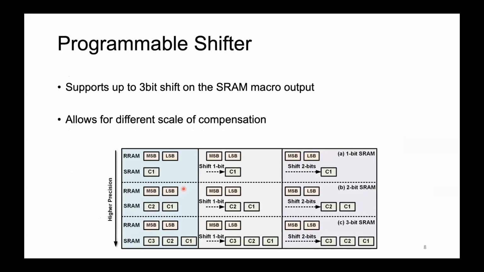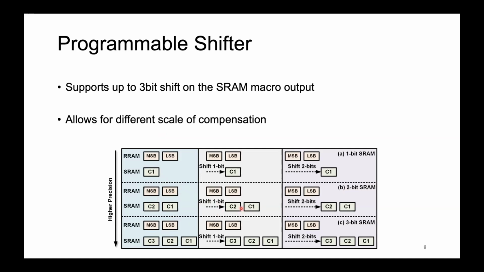Let's now look at the programmable shifter. The shifter supports up to 3-bit shift in the SRAM macro output, which allows for different scales of compensation. Let's just take one example to go through it. So consider the case having a 2-bit SRAM and a 2-bit RRAM. In the case we have no shift, both the SRAM bits compensate for both the MSB as well as the LSB with the RRAM output.